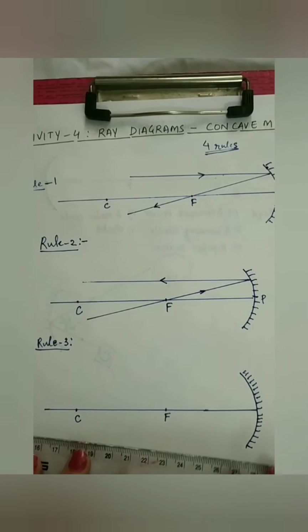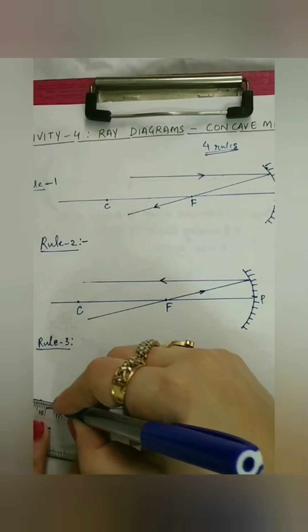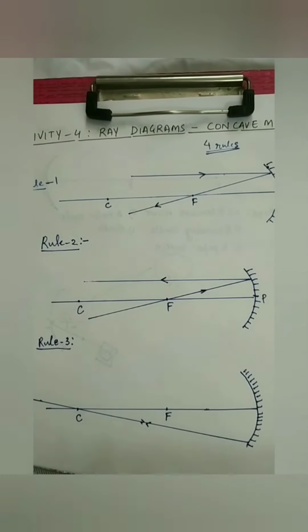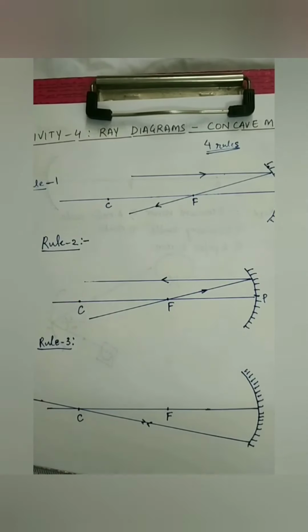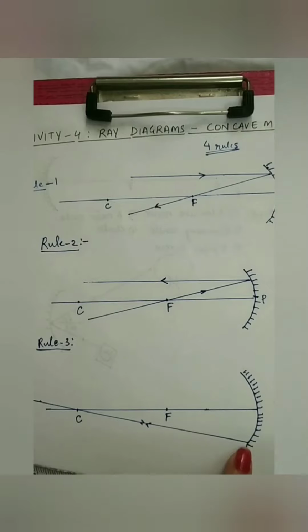Third rule is a ray passing through the center of curvature will reflect back along the same path after reflection from the mirror. It will go back undeviated. This type of case we had done in plane mirrors as well. When a ray falls normally on a plane mirror, it goes back along the same path. So when a ray passes through the center of curvature and is incident on the mirror, it strikes the mirror perpendicularly, and this is the reason it goes back along the same path.